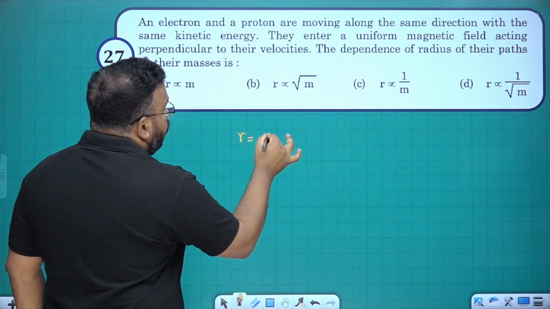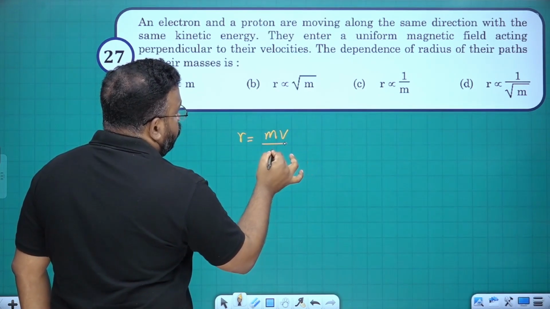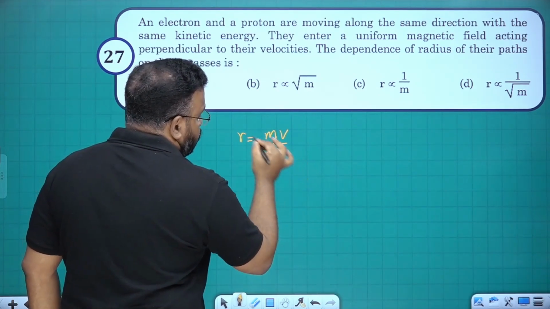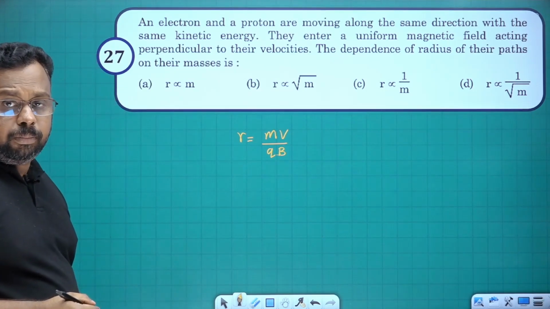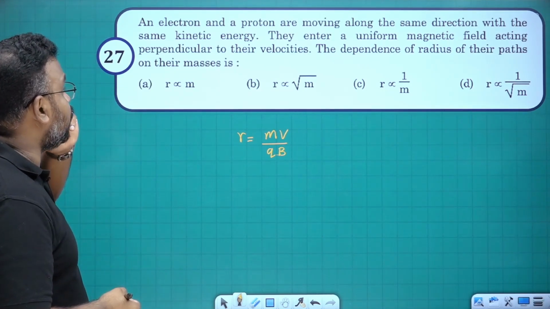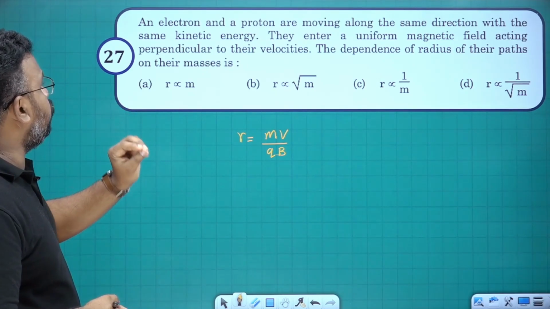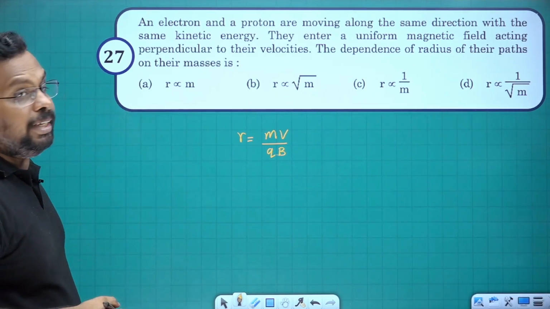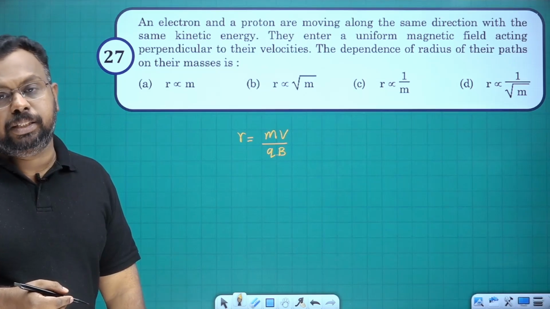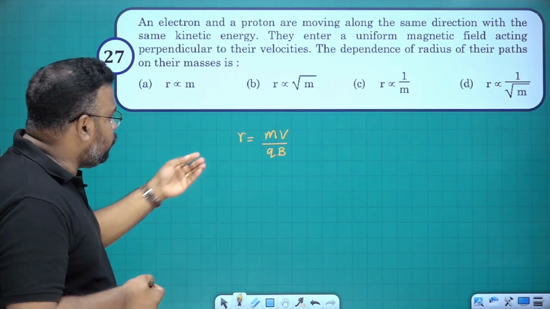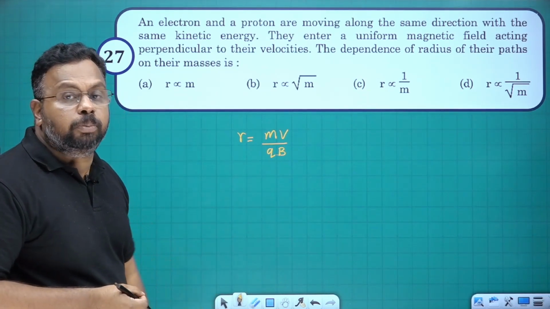R is equal to what? mv by qB. This is a formula, you know that. Okay, but here what they are asking, they are entering a uniform magnetic field with the same kinetic energy. Kinetic energy is same. So how can we make kinetic energy? What is mv? mv is momentum.